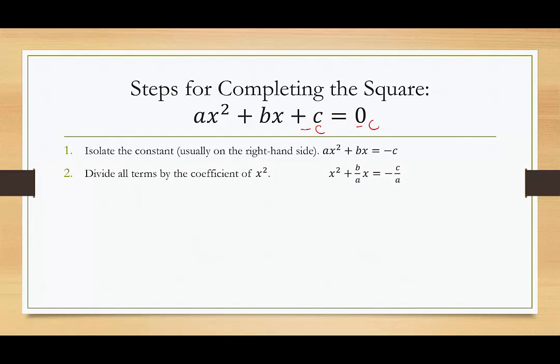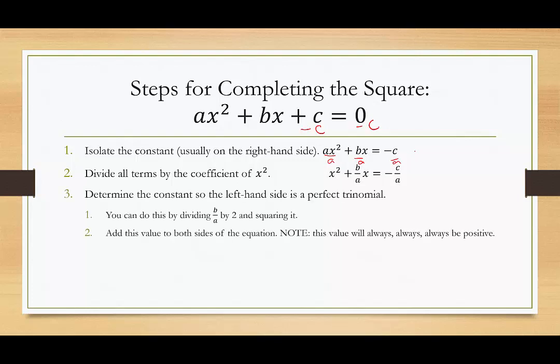Next, we're going to divide all of the terms by the coefficient of x squared. So if x squared has a coefficient, we're going to divide it out to all the terms. That's going to leave us with x squared plus b over a times x equals negative c over a. Then we're going to determine the constant so that the left-hand side is a perfect square trinomial.